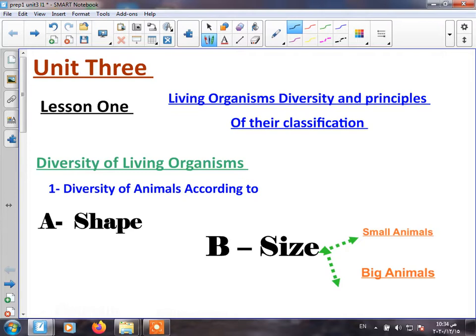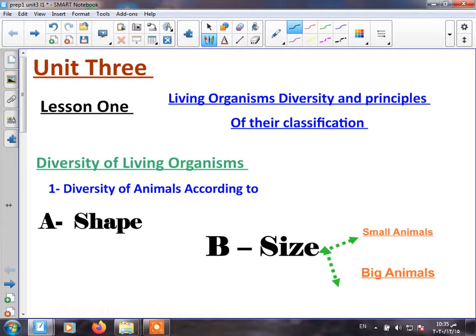Number 1, diversity. As I said before, we will talk about animals, plants, and microorganisms. Okay? Diversity of living organisms, animals, according to 4 points: shape, size, way of feeding, and environment where they live. We will not talk about the shape and way of feeding in detail. Only I will talk about the size and environment where they live.